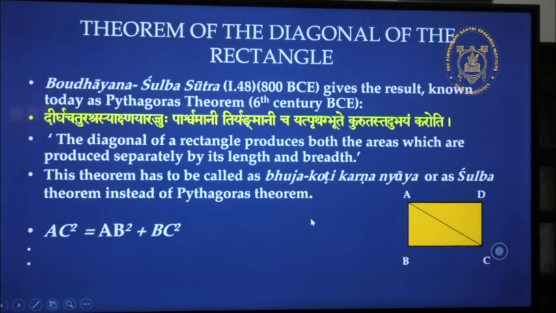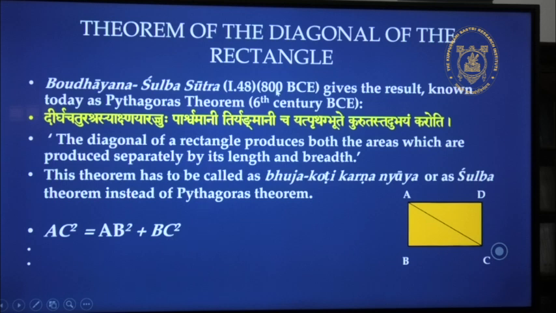On the diagonal of a rectangle, the Baudhayana Shilba Sutra gives the result known today as the Pythagoras theorem. Dirgha Chaturashrasya Akshnaya Rajjuh Parshvamani Tiryagmani Cha Yat Prithagbhute Kurutastadubhayam Karoti. This means that the square of the diagonal of a rectangle gives the sum of the squares on the sides, that is, AC square is AB square plus BC square.